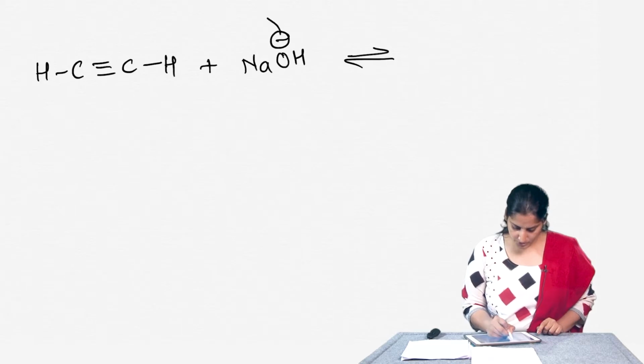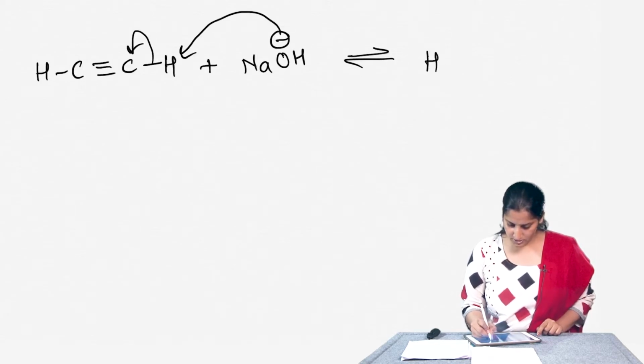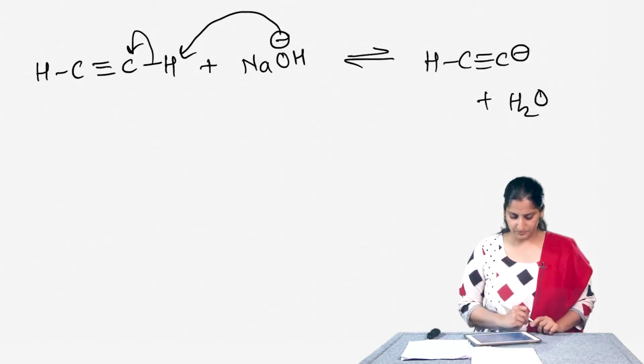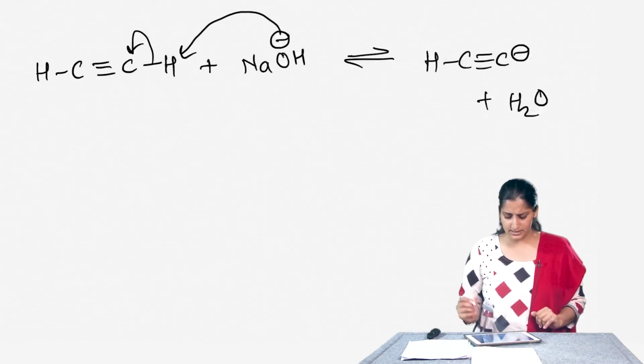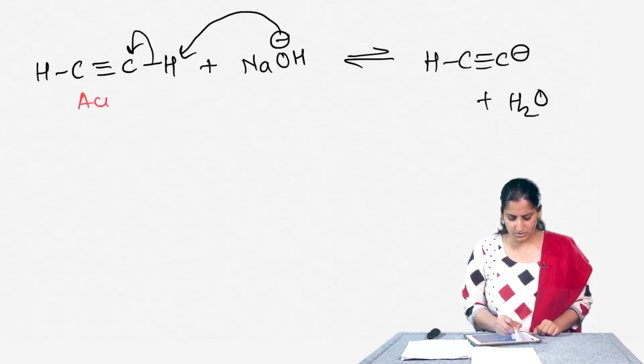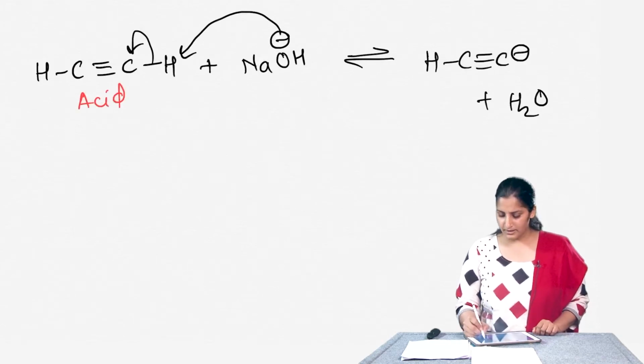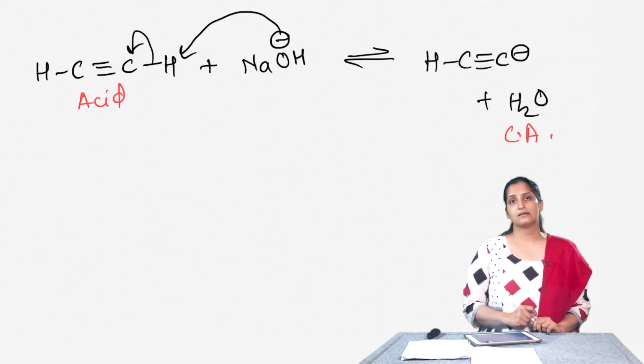Again arrow pushing, this attacks here. So, I have HC triple bond C minus plus H2O. Let us figure out the acids. So, this is the acid because it is losing the proton, and this is our conjugate acid, right.